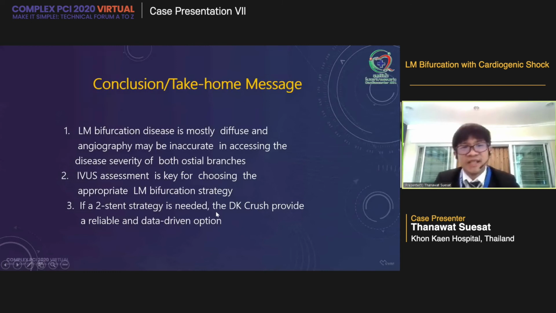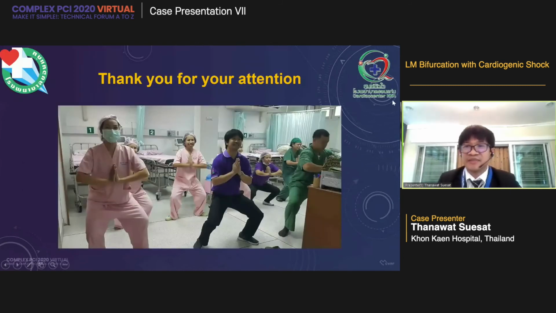For conclusions, left main bifurcation disease is more diffuse, and angiography may be inaccurate in assessing the disease severity of both ostia. So intravascular imaging is important for choosing the appropriate left main bifurcation strategy. If a two-stent strategy is needed, I think DK crush provides reliable data, the right option. Thank you for your attention.